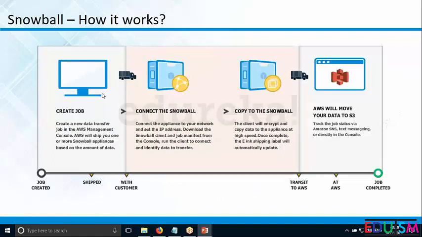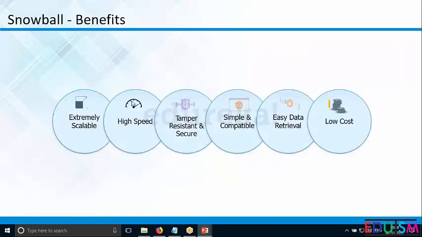So how this Snowball works is you create a job and AWS ships you this suitcase, you plug it in your data center, then you copy the data to Snowball and you ship it back to AWS, and AWS will upload your data to S3 or Simple Storage Service. Okay, so these are the benefits.